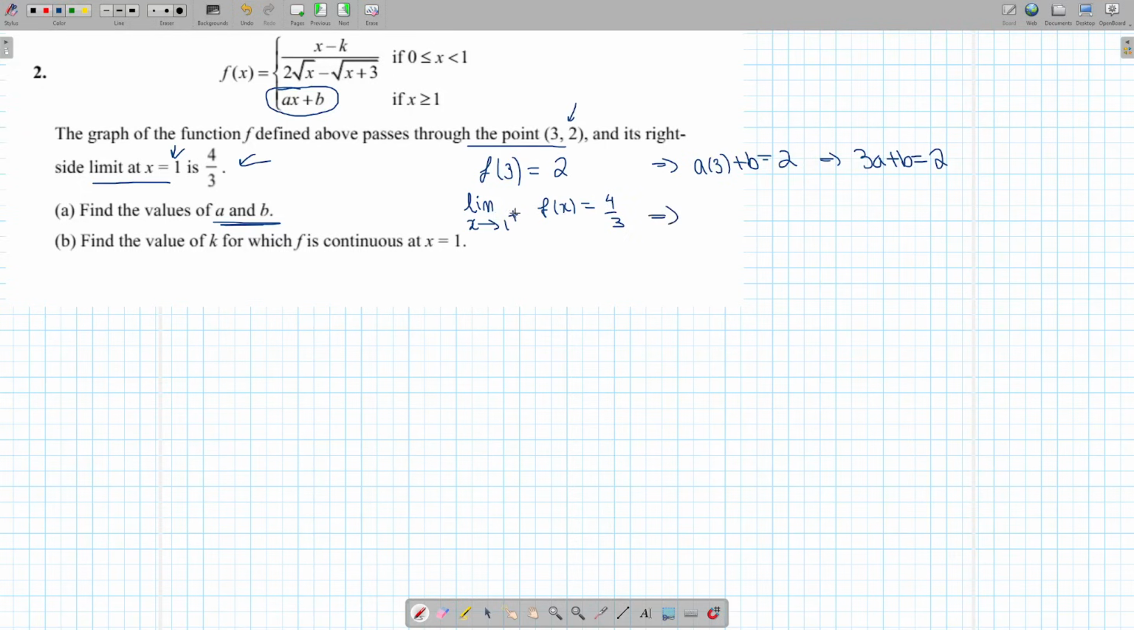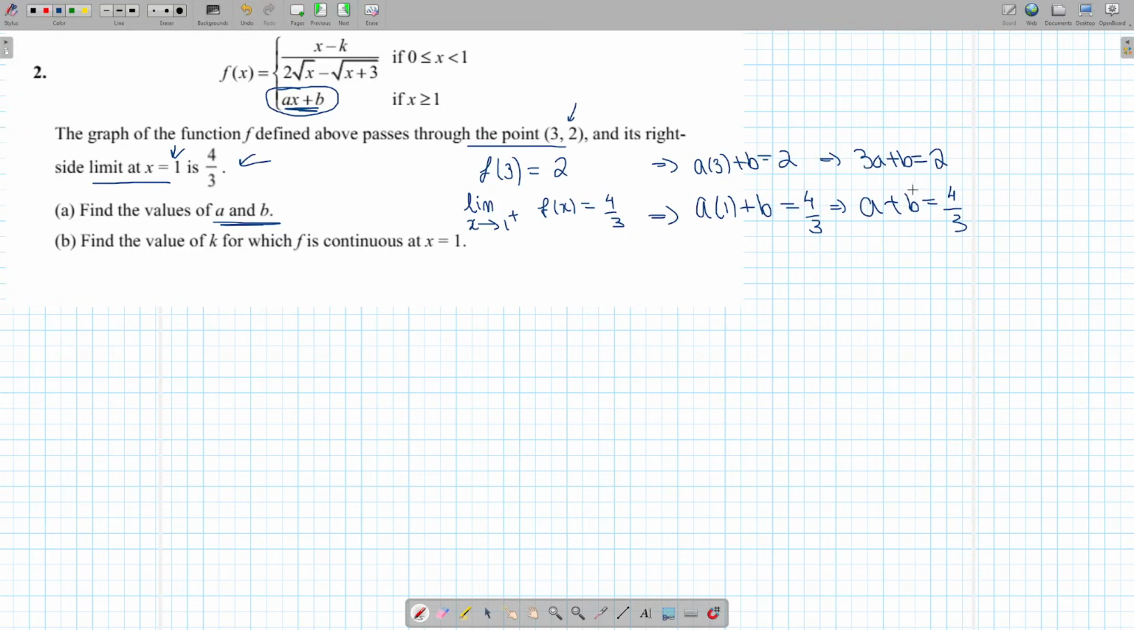So we're going to use the fact that the right side limit is equal to 4/3. How do we find the right side limit? You substitute 1 into the right side. So it's going to be a times 1 plus b, and it's equal to 4/3. So we're going to get that our second equation is a plus b equals 4/3.